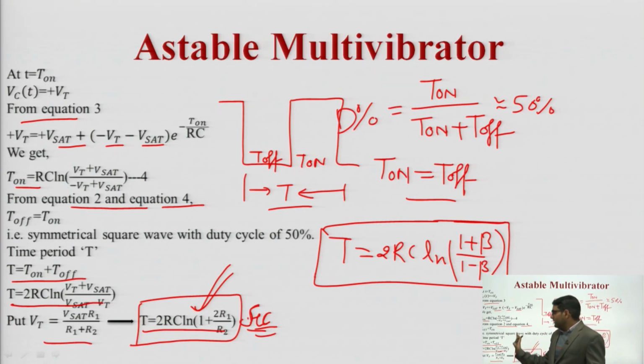To summarize this lecture, we find a square wave at the output side with the two saturation voltages, plus Vset and minus Vset, without applying any input. We never use any input signal at the input of the device. So, an astable multivibrator is also defined as a free running square wave generator, or a free running oscillator circuit.